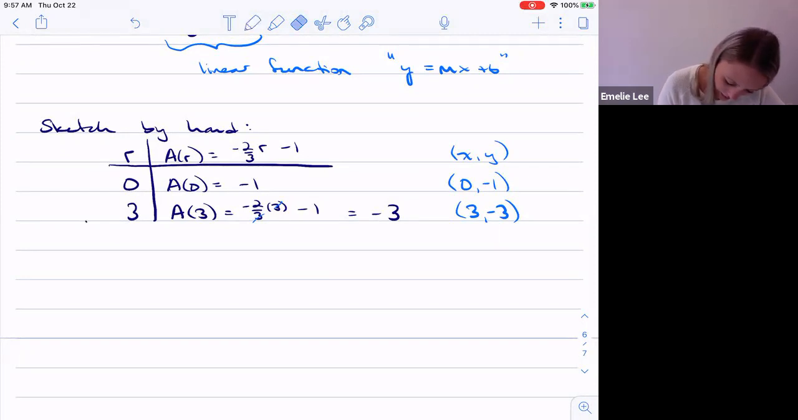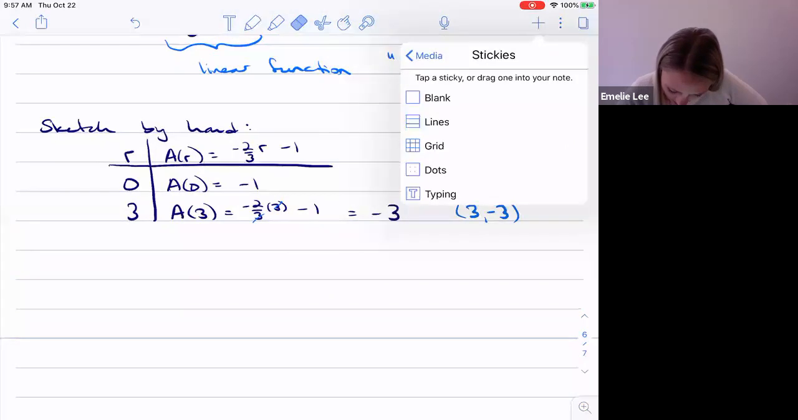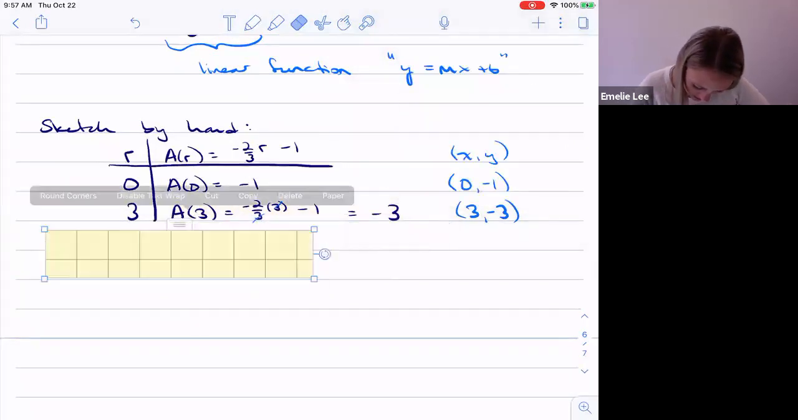Oh, I keep forgetting that I've got these fancy stickies in here.